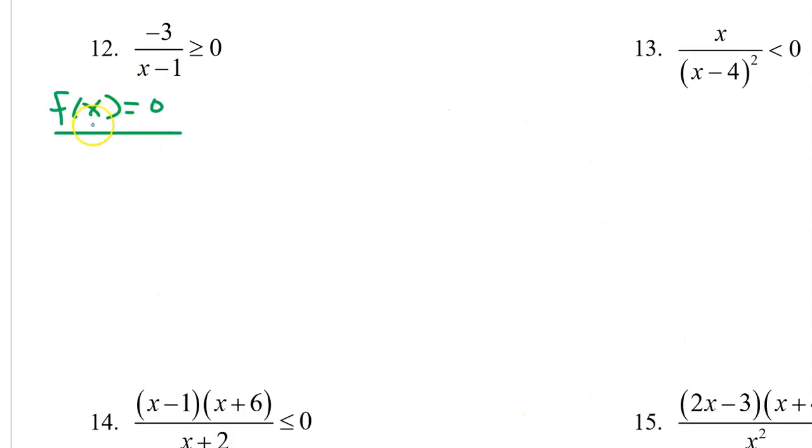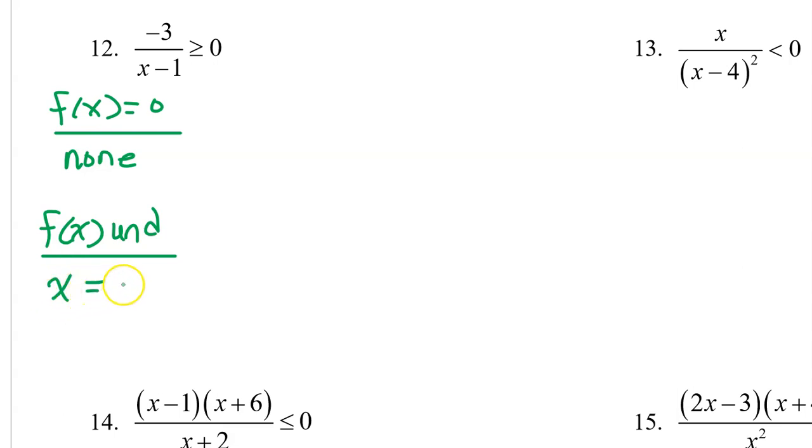Look at number 12. Where does f of x equal 0? Well, that's going to be where the numerator is equal to 0, but because there's a constant there, that means there are no values of x that will cause this fraction to equal 0. But there are other critical values we must consider. Where is f of x undefined? That's where the denominator is equal to 0, which happens at x equals 1.